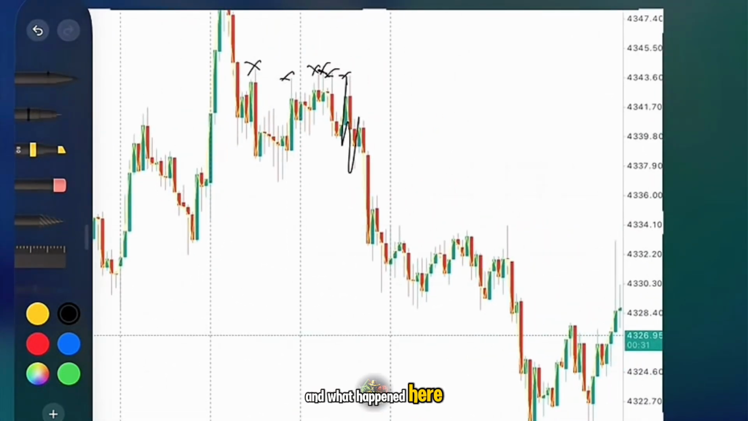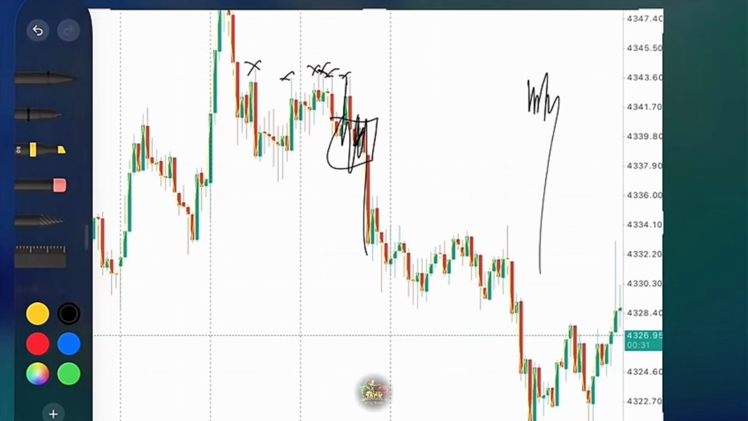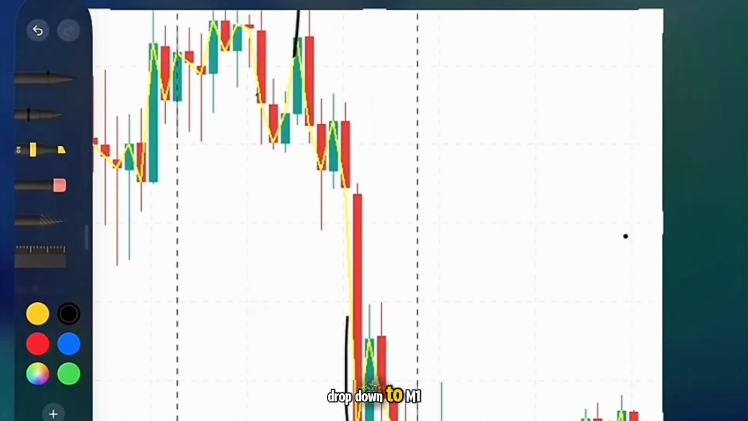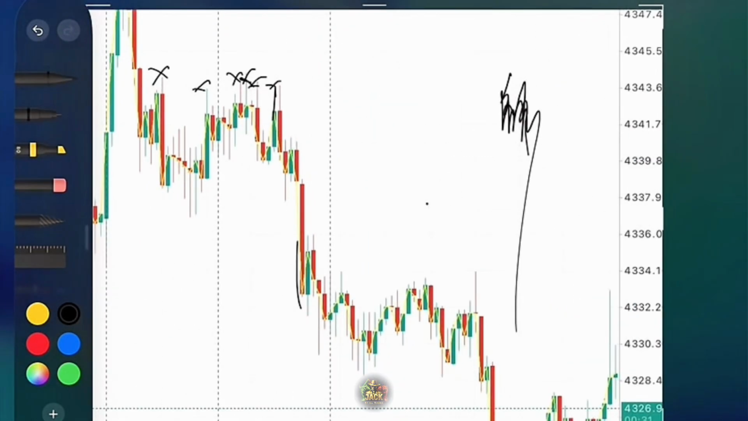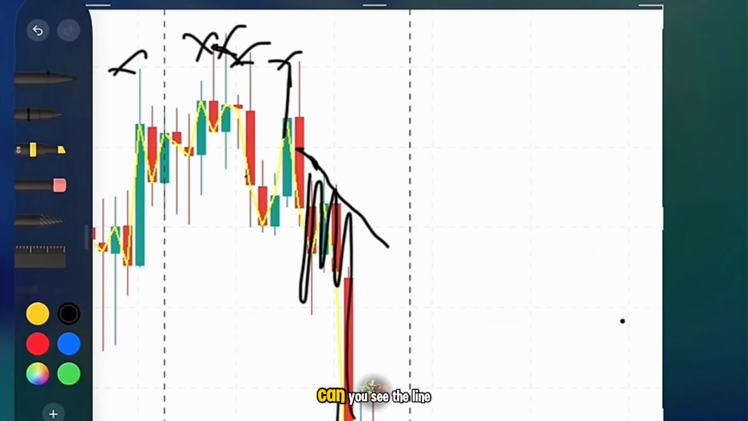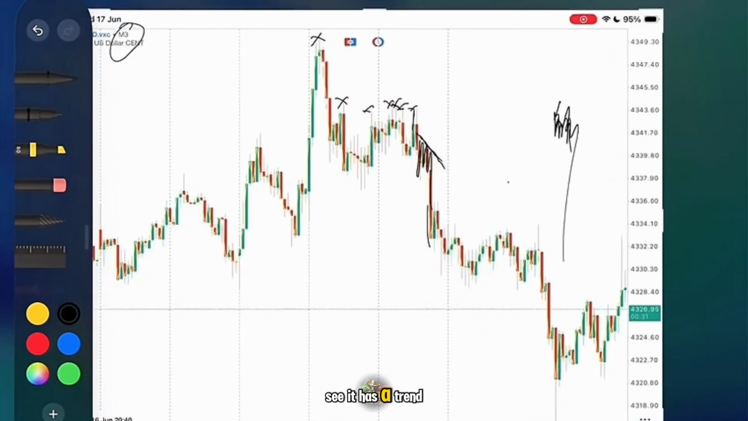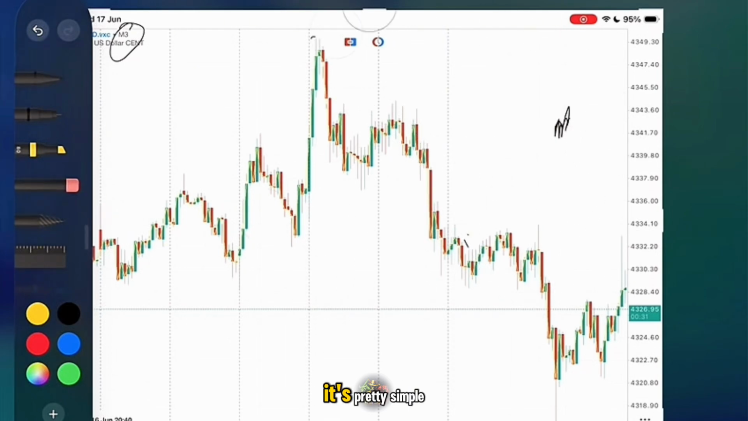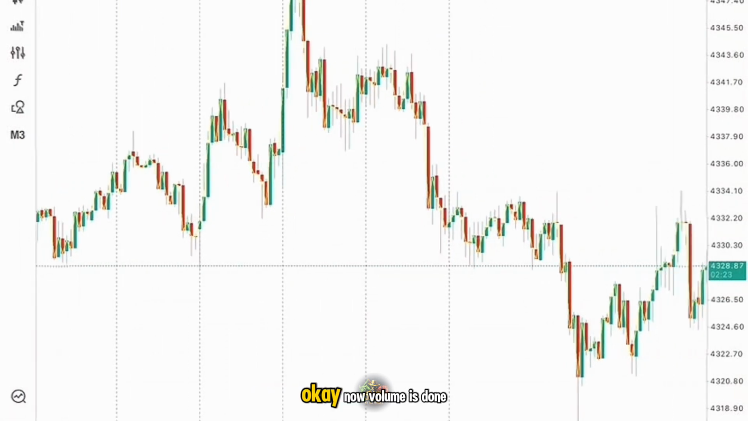And what happened here? Pressure. All right? This is what we call pressure. See? It's a compression. If you drop down to M1, it'll be clearer. So it's a compression that has a trend. See? Can you see the line here? See? It has a trend. So once you see this, enter for a sell, and then boom. This is your second TP. See? It's pretty simple. Okay?